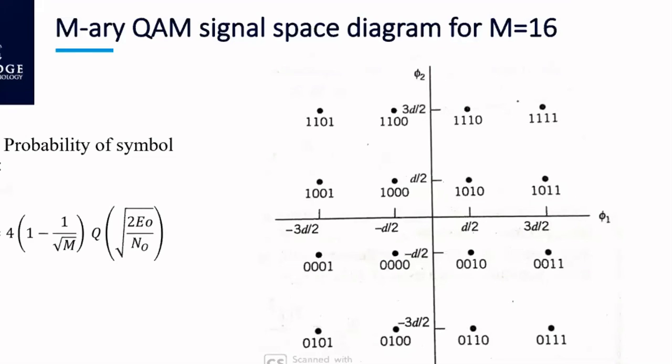Since the amplitudes are different, it's called amplitude modulation. Even though it is an amplitude modulation, the phase is allowed to change from sine to cos, that is 90 degrees. That's why it's called quadrature amplitude modulation, where M symbols are used. That's why it's called M-ary QAM.